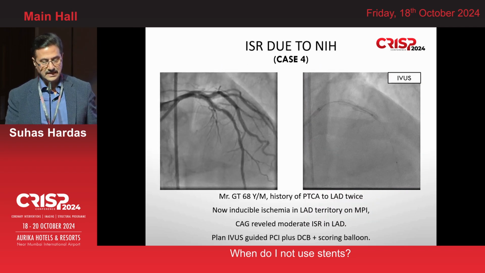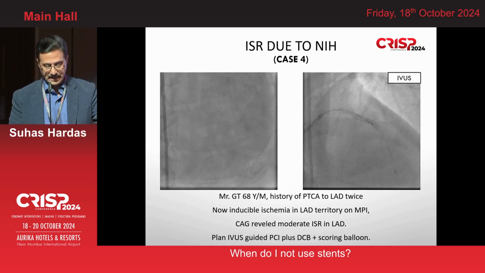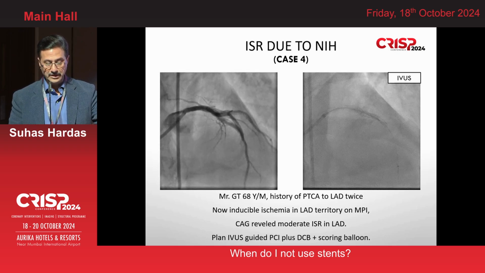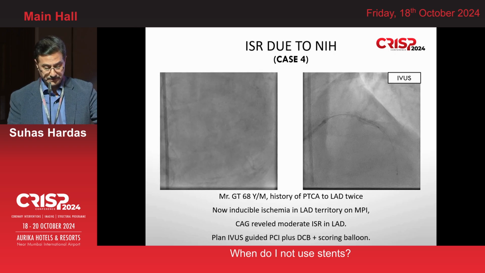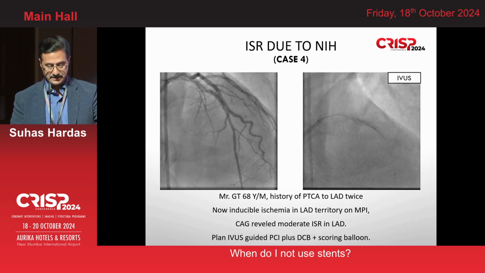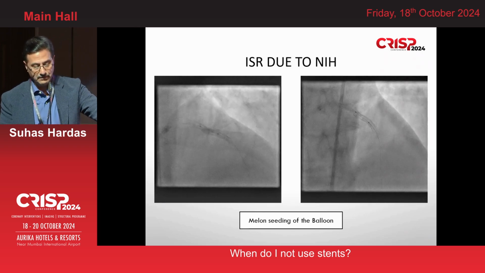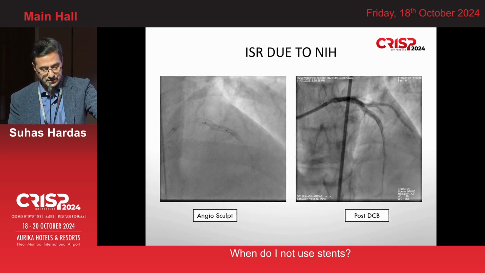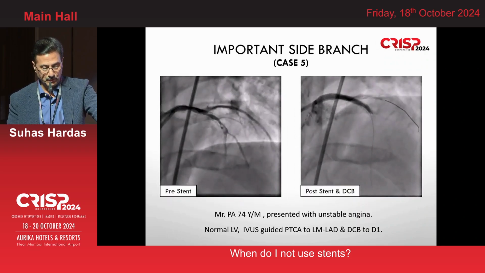This is ISR, fourth case, due to neointimal hyperplasia, twice angioplasty on the LAD, now inducible ischemia with some symptoms in the LAD territory on myocardial perfusion, and CAG revealed that there was a moderate in-stent restenosis. There was melon seeding while balloon dilatation, so we decided to do the AngioSculpt post DCB. This was the result and is holding well.